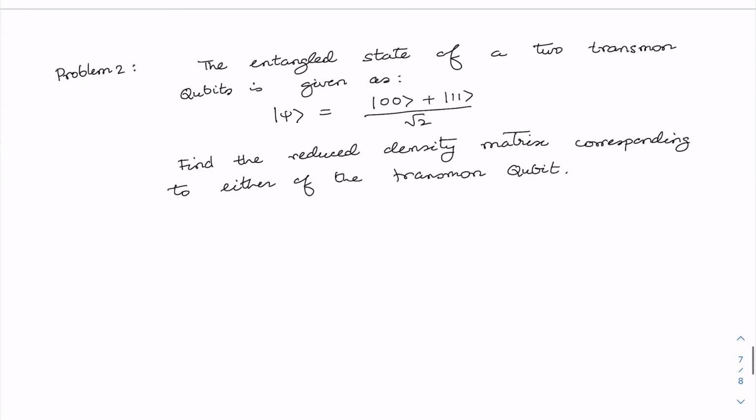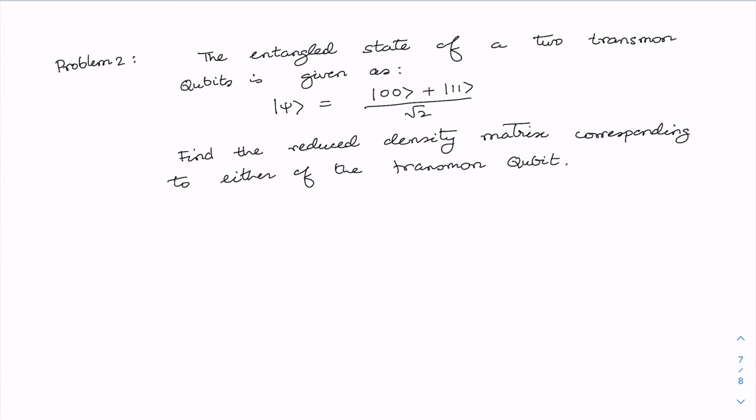Now let us work out this particular problem. The entangled state of 2 transmon qubits is given, the state vector is given to you. You are asked to find the reduced density matrix corresponding to either of the transmon qubits. So there are 2 transmon qubits and their combined state is given as psi is equal to 00 plus 11 by root 2.